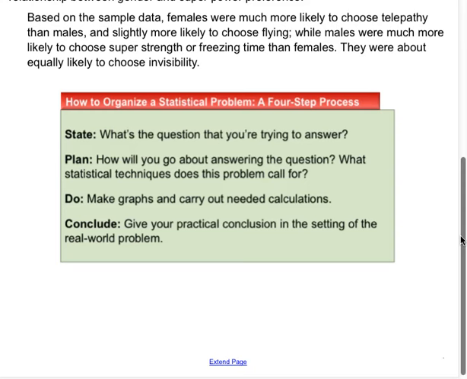So again, this is going to become very, very important later on. Right now, we're just kind of introducing you to this idea of the four-step process so you get used to showing your thought process, okay? Because again, that alone can earn you points on the AP test. If you can show your thought process, that's going to very, very much help you.